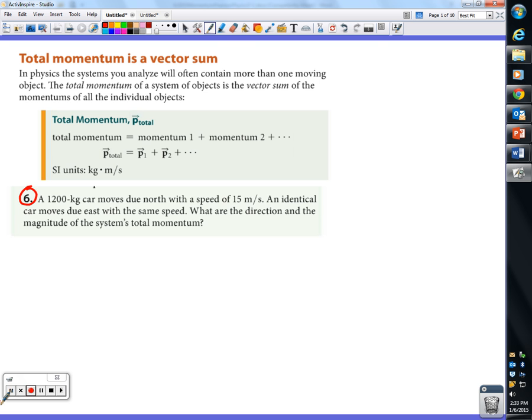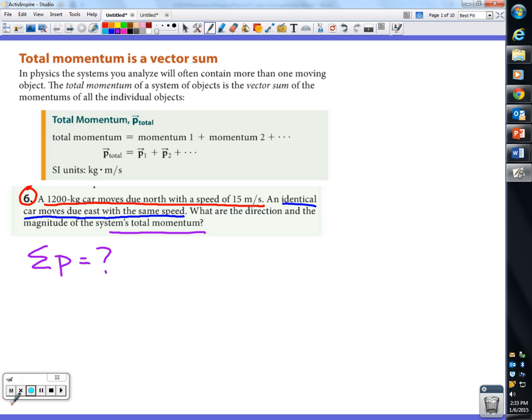The numbers are actually very similar, and that's going to work out for us, but this problem specifically isn't there. So it says, a 1,200 kilogram car moves due north with a speed of 15 meters per second. An identical car moves due east with the same speed. And it says, what are the direction and magnitude of the system's total momentum?